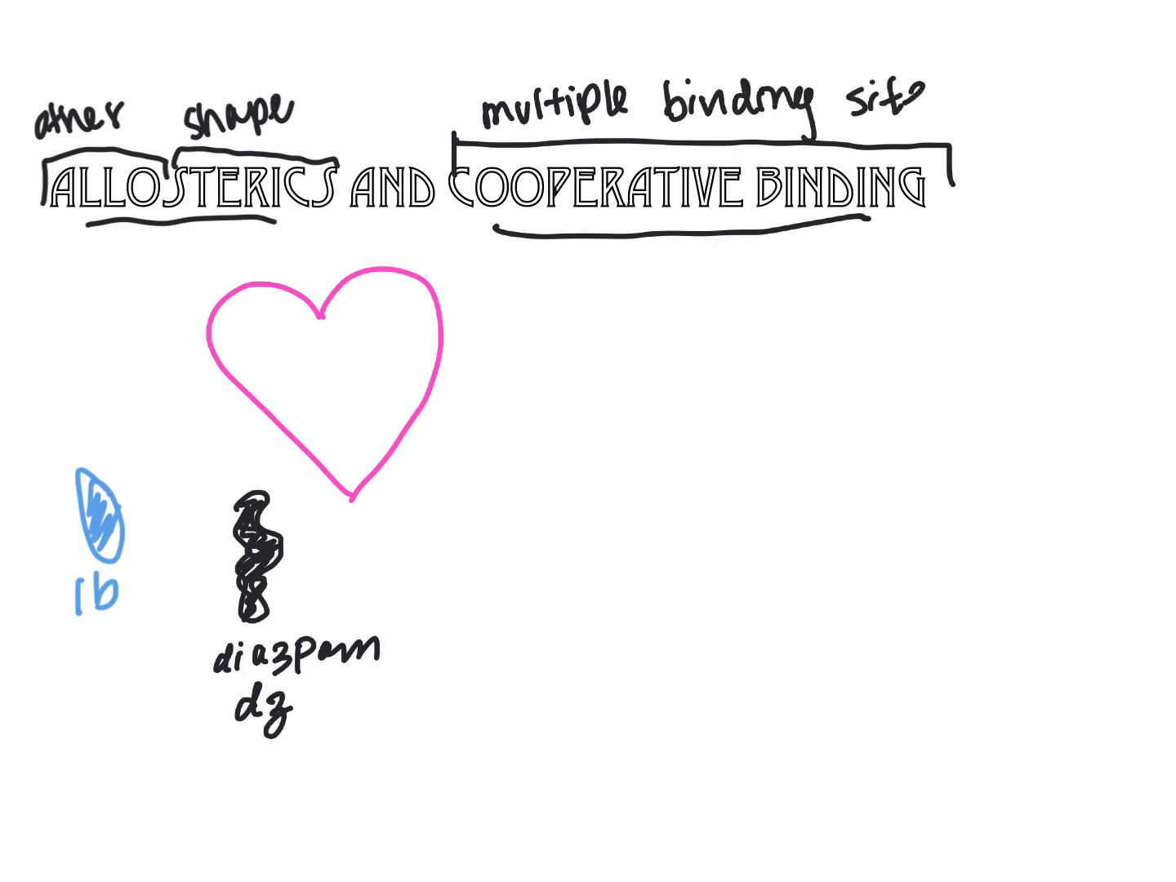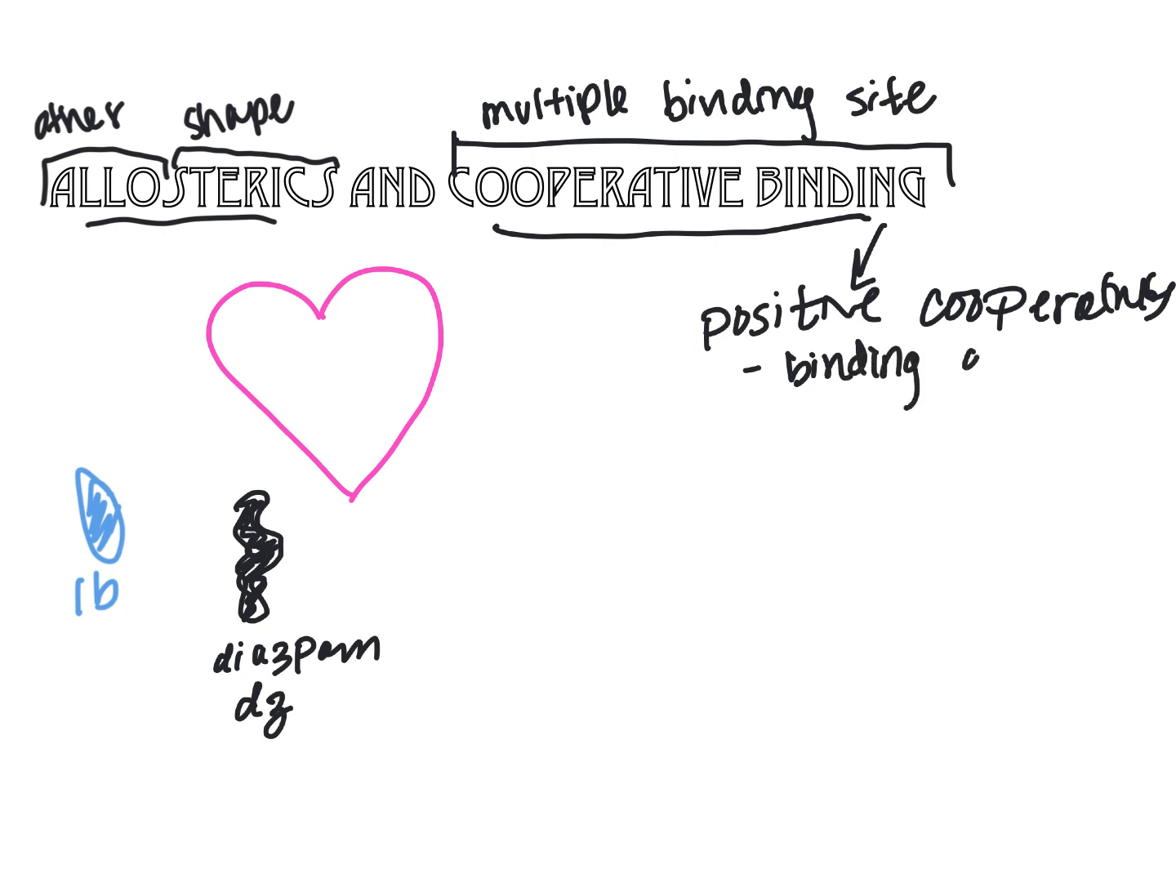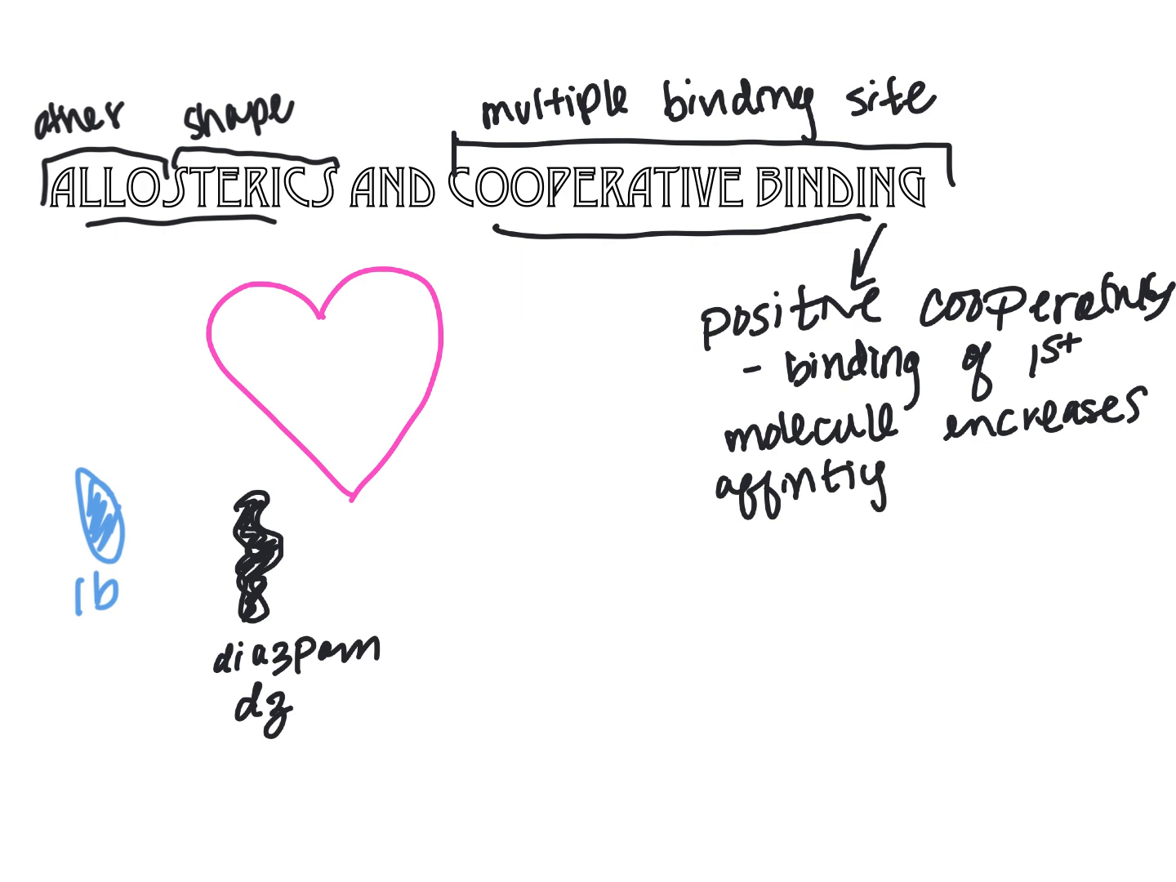And usually allosterics go with cooperative binding. And there's three flavors of cooperative binding. There's positive cooperativity, where binding of the first molecule increases the affinity for the second, and so on, the second, third, fourth molecule.